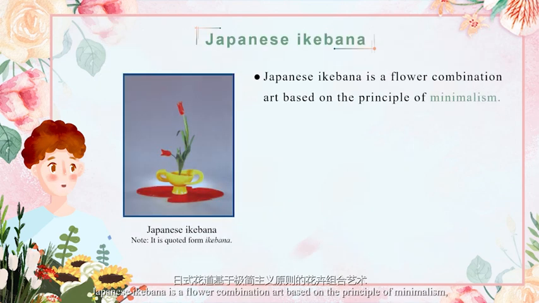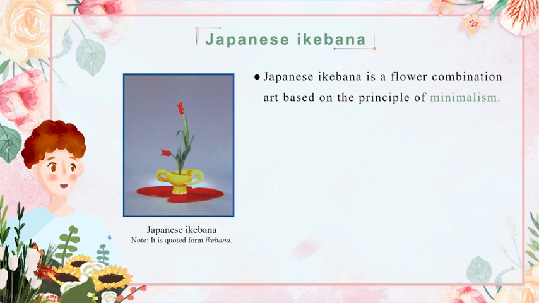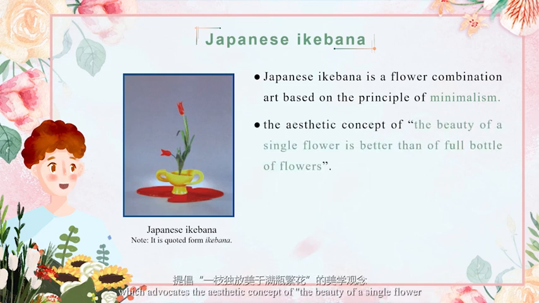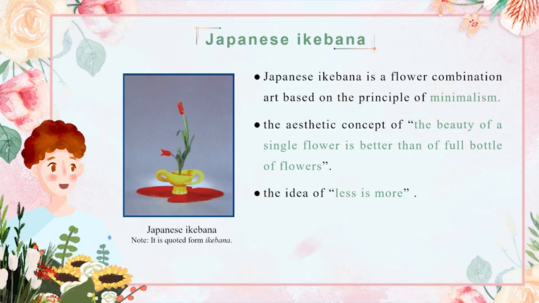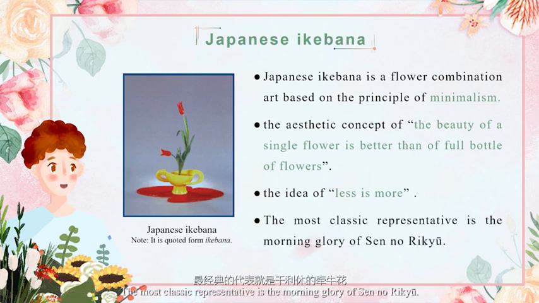Japanese ikebana is a flower combination art based on the principle of minimalism, which advocates the aesthetic concept of the beauty of a single flower is better than a full bottle of flowers. And the idea of less is more is deeply rooted in their hearts. The most classic representative is the morning glory of Sen no Rikyu.